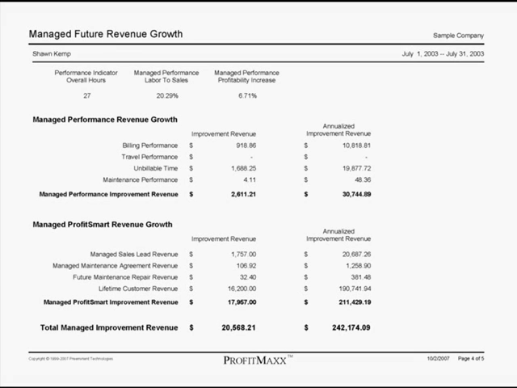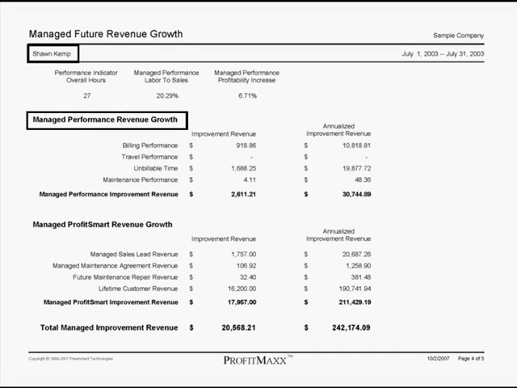Again, his overall performance indicator, overall hours, is 27. Again, a little bit higher than our target of 25. We've got a little bit of work to do here. If he was managed properly and met our goals and expectations, he could be as low as 20.29. That's an improvement of 6.71%. Again, we have a little bit of work to do here.